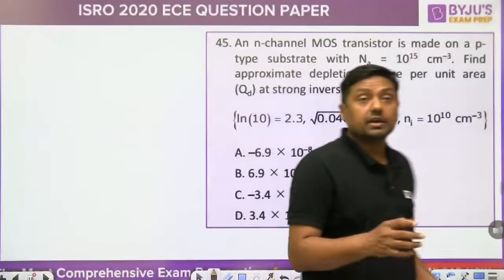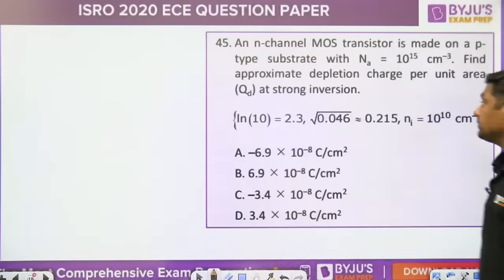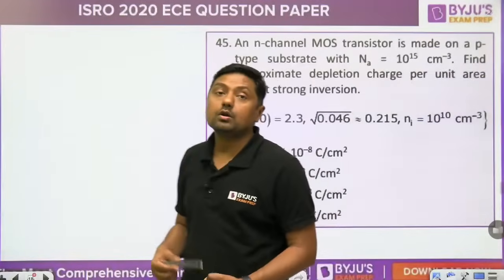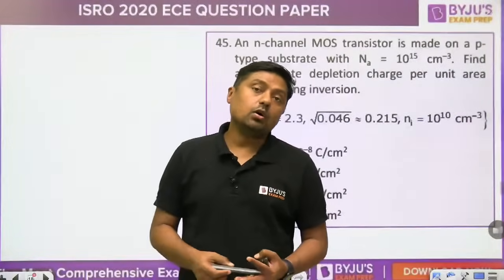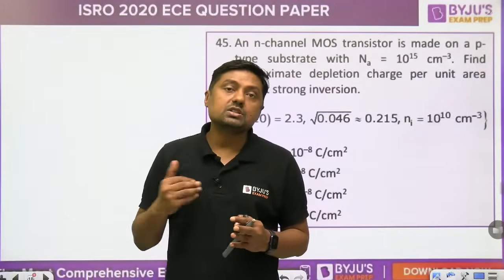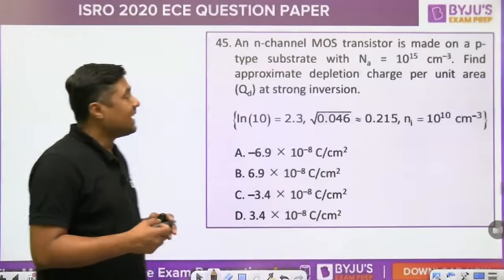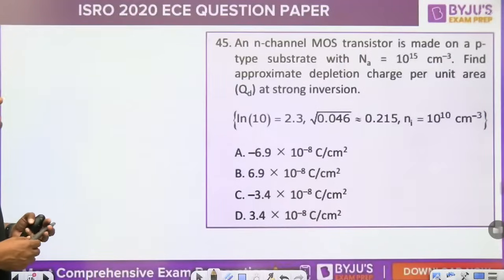Another question, again on MOSFET. An N-channel MOS transistor is made on a P-type substrate with Na equal to 10 to the power 15. Find the approximate depletion charge QD per unit area for strong inversion. When we talk about strong inversion, guys, the complete P-type material is converted into N-type. What is the depletion charge per unit area at strong inversion?